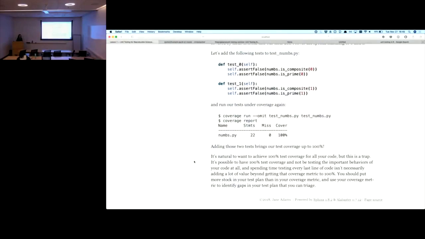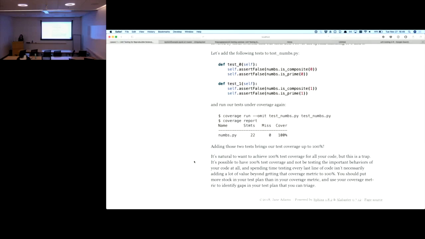It's really natural to try to get to 100% test coverage, but this is also a trap, and it's a very satisfying trap into which you can wind up sinking many, many hours that are probably better spent elsewhere. The reason I say it's a trap is that it's possible to get 100% test coverage and not be testing the important behaviors of your code at all. I've seen that happen before.